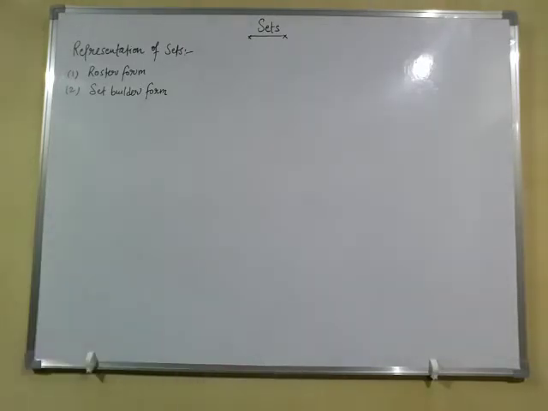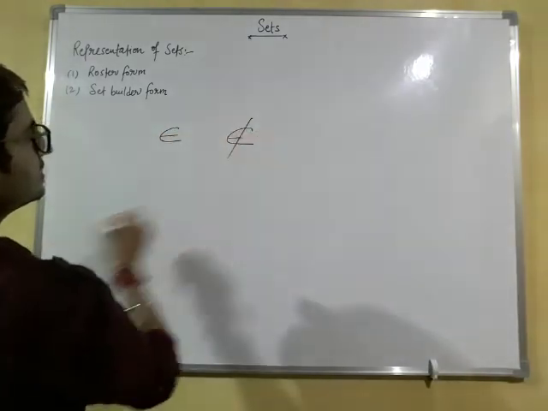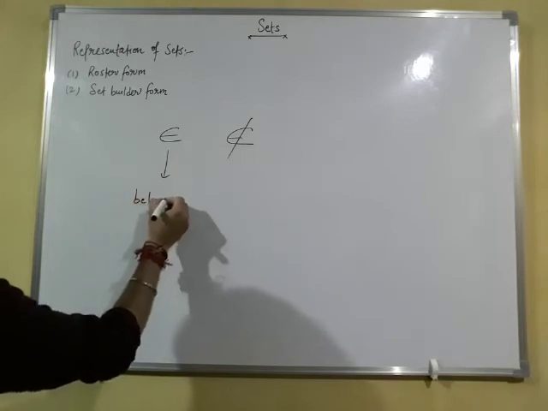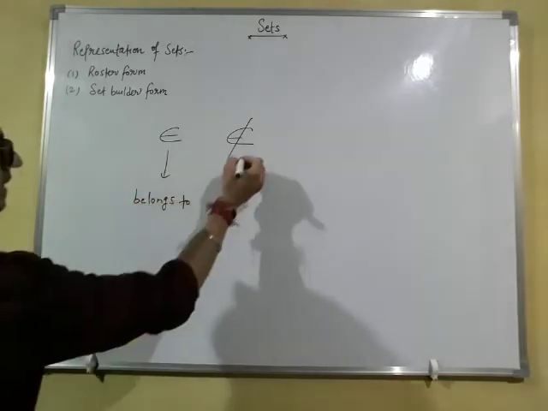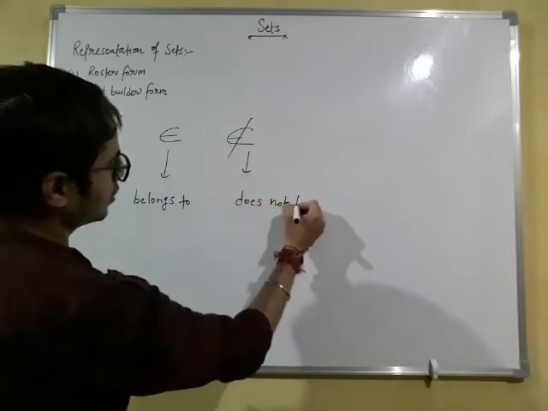Now the next thing is, we have started exercise 1.1. Before you start your exercise 1.1, I have shared the answers of questions number 1, 2 and 3 with you all. I want to discuss one basic thing with you. The symbol this means belongs to, and this means does not belong to.